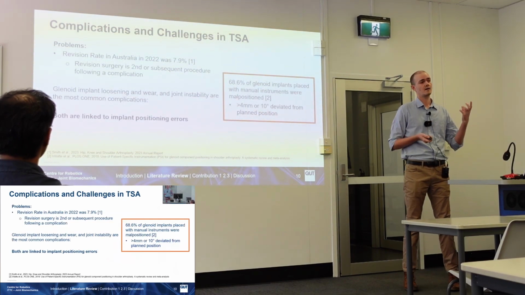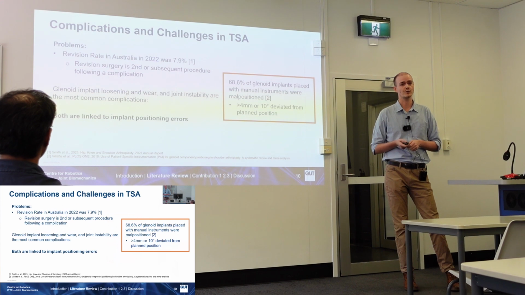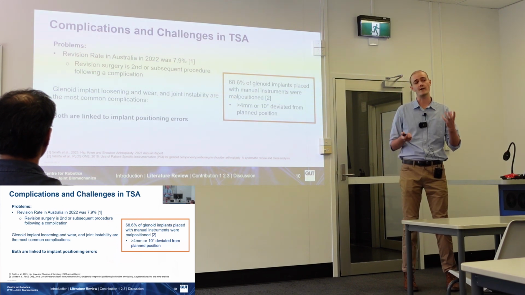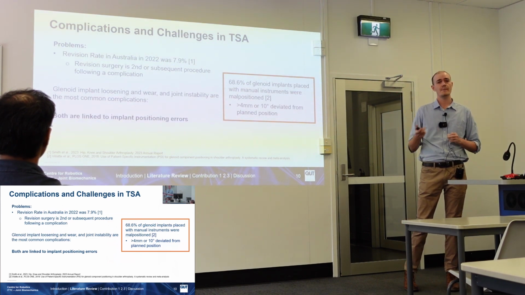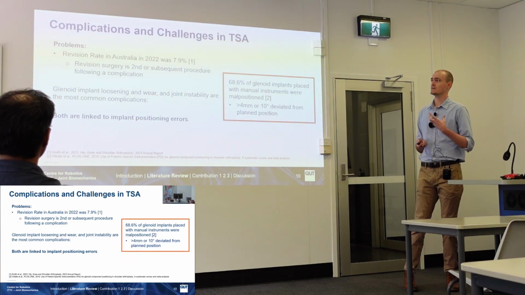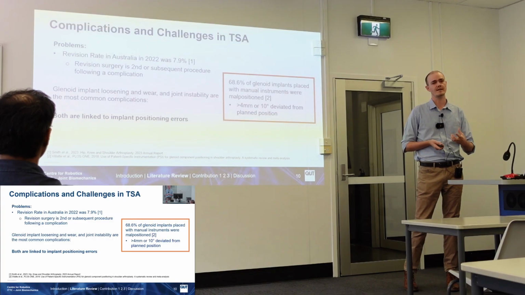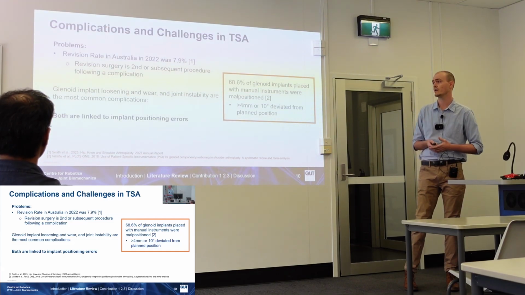Generally speaking, patient outcomes following total shoulder arthroplasty are pretty good, but there are still some problems. At the moment, we have about an 8% revision rate. What that means is that in Australia, 8% of all of these surgeries that are performed are a second or subsequent procedure because of a complication, because something didn't quite go right in the previous surgery.